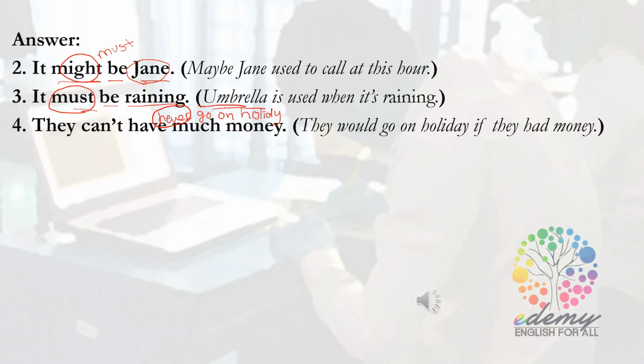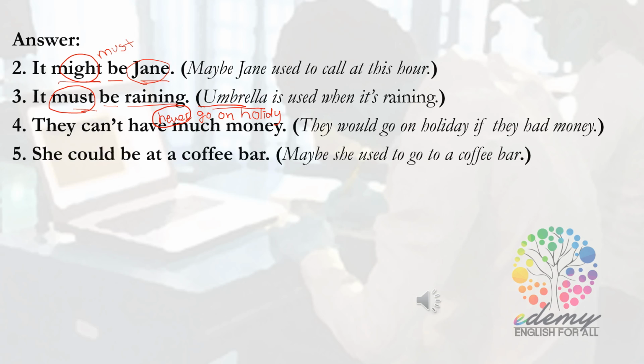So we move on to statement 5. "Hannah is not in class." And we have the words "could" and "coffee bar" in the bracket. So the answer is "she could be at a coffee bar". Why do we use could? Imagine a situation like this. Somebody says that Hannah is not in class, so you are not sure where Hannah is, right? Maybe Hannah used to go to the coffee shop often, so you just guess that she could be at a coffee bar.